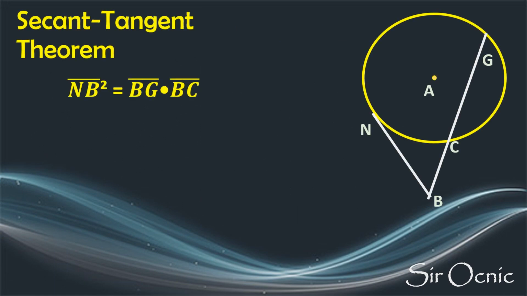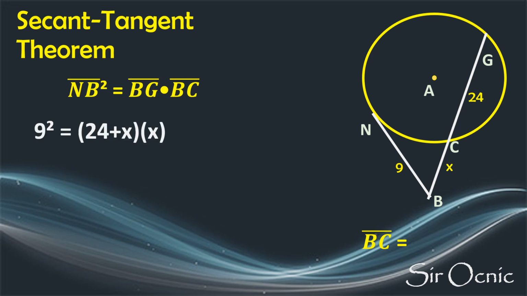We can illustrate the problem using this figure. Point B is the point of intersection between tangent segment NB and secant segment GB. NB is equal to 9 units. GC is equal to 24 units. We are asked to find the measure or the length of segment BC. Using the secant-tangent theorem, we may use the formula: the square of NB is equal to segment BG times segment BC.